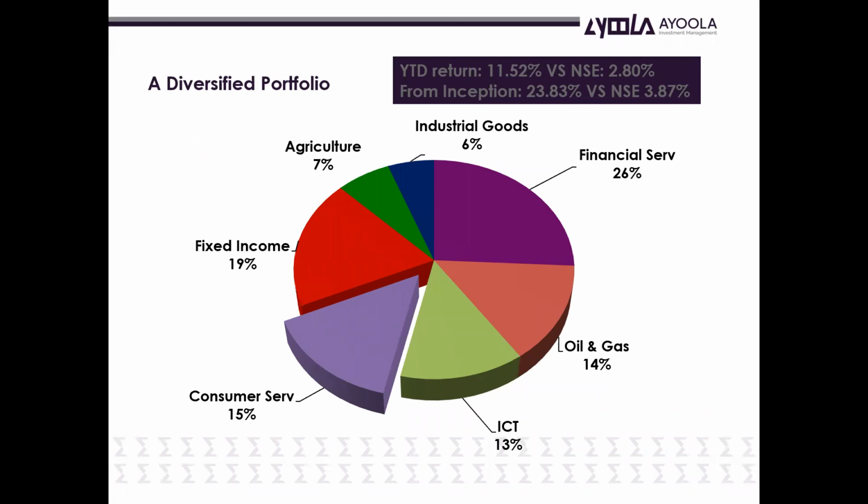This is an example of a diversified portfolio. You can see here, this is primarily a stock portfolio, and this is actually a real portfolio, the portfolio for this company. And you can see as at this particular date, year-to-date return on the portfolio was 11.5%, while the Nigerian Stock Exchange returned 2.8% year-to-date. But if you're talking about from inception of this portfolio, it has returned around 24% compared to almost 4% from the Nigerian Stock Exchange.